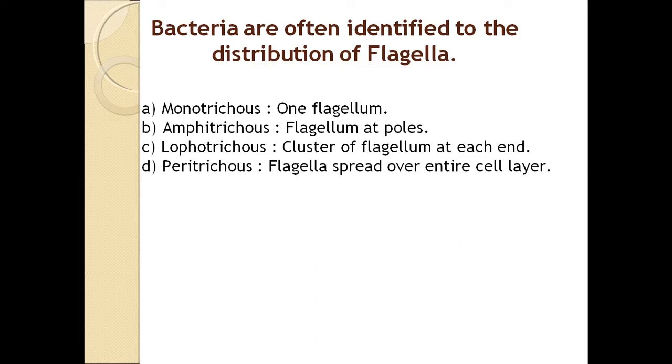If flagella are present at the poles, we call it amphitrichous. If a cluster of flagella is present at each end, we call it lophotrichous. And if flagella are spread over the entire cell layer, we call it peritrichous.